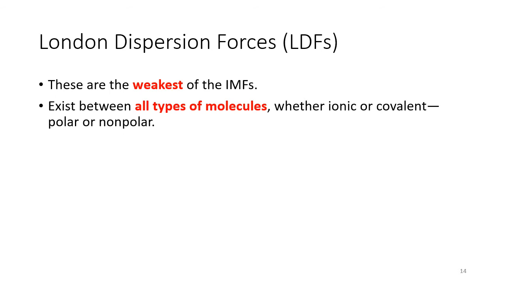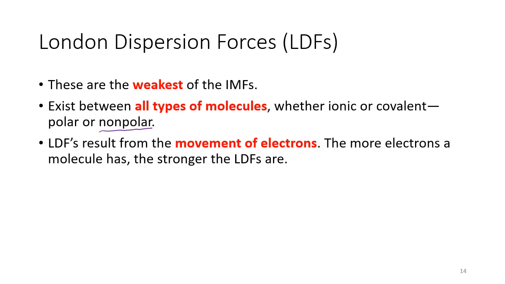Specifically, though, they are the strongest type of intermolecular force in a nonpolar compound, whereas the strongest type in a polar compound could either be dipole-dipole or hydrogen bonding. London dispersion forces result from the movement of electrons within a molecule. The more electrons that a molecule has, the more movement those electrons can have, and therefore the stronger the London dispersion forces will be.